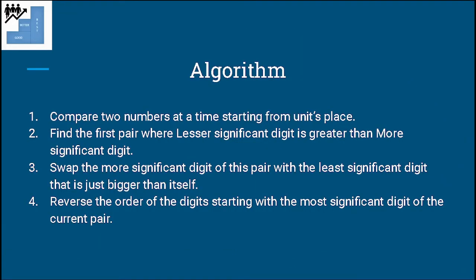Let's just see the algorithm. Compare two numbers at a time starting from units place. Find the pair where the lesser significant digit is greater than the more significant digit. Swap the more significant digit of this pair with the least significant digit which is bigger than itself. Reverse the order of the digits starting after the most significant digit of the current pair. I hope this wording and the visualization that we did in the previous slide would have helped you understand the algorithm.